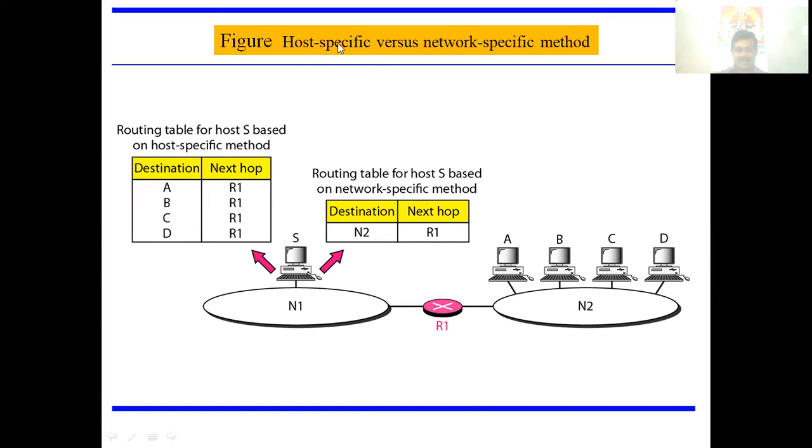Now in the network specific method, for all these you put the destination as N2, because A, B, C, D are all connected to the network N2. So you are taking A, B, C, D as one entity called N2. In the routing table, you add this information N2. The next hop is R1, and the entity network we are using is N2. This is the second method.